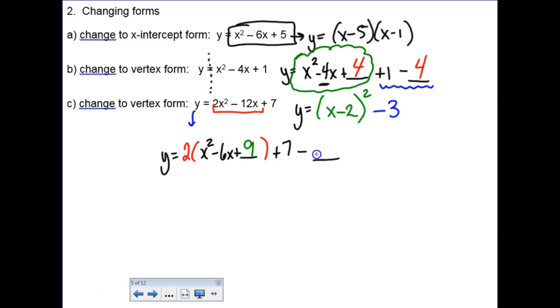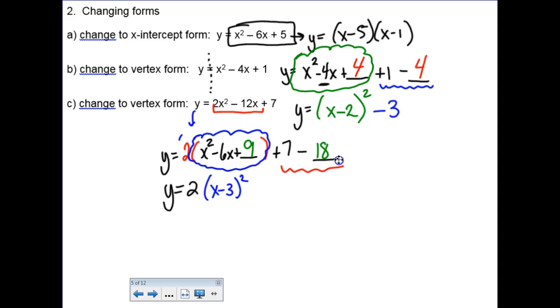But be careful. What did you really add to that problem? Is it a 9? It's really an 18. See that? So when I balance this out, I actually have to subtract 18 right there. That was crafty. So the 2 stays. That's not exciting. But I need you to rewrite x squared minus 6x plus 9 in its factored form. So that'd be x minus 3 quantity squared. And then plus 7 minus 18, better known as negative 11. Or subtracting 11. Boom, vertex form.